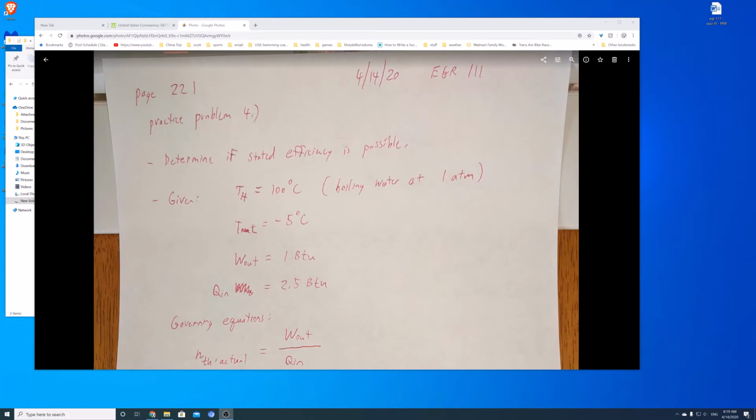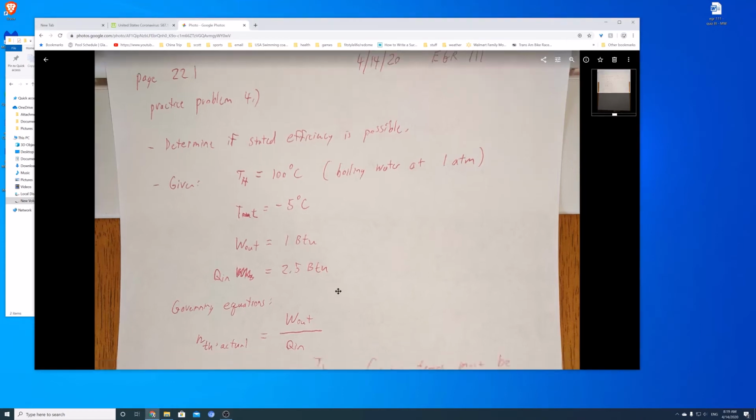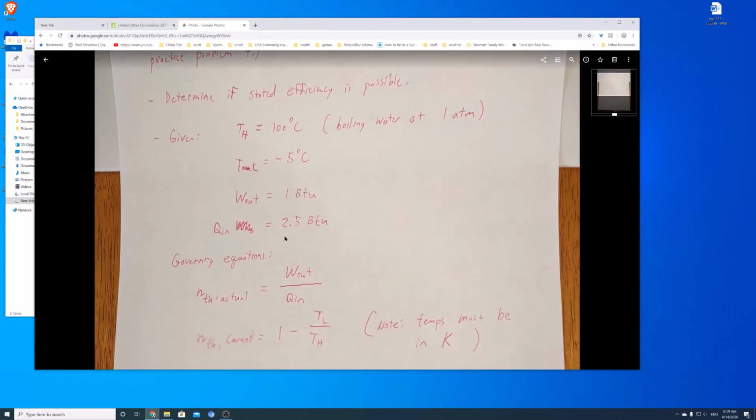Okay, continuing on with practice problem number 4. What are we looking for? Determine if the stated efficiency is possible, the efficiency Joe stated for his heat engine. So we have a high temperature, this is the source of the heat. Here is our sink for the heat. Here's the work out claimed, and here's the work in. This is the claimed work out for the defined work in.